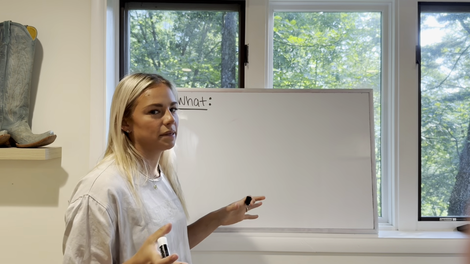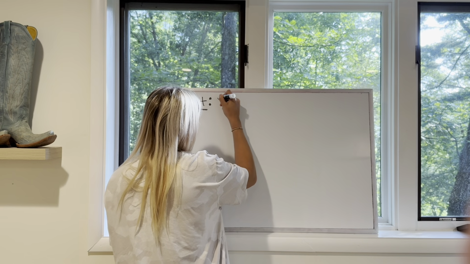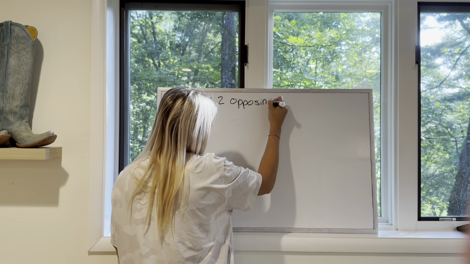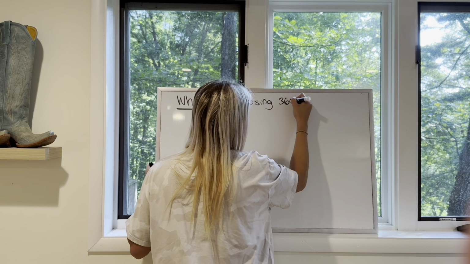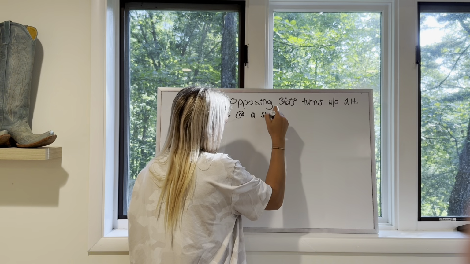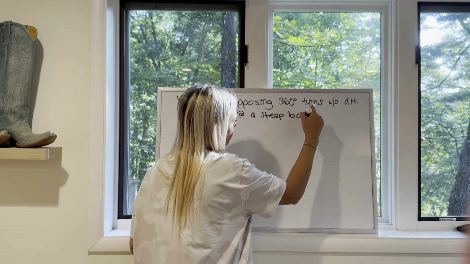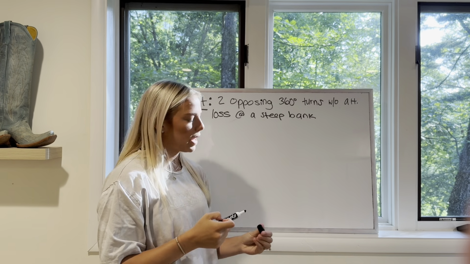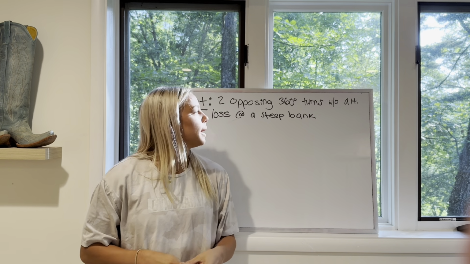So what is a steep turn? It's 2 opposing 360-degree turns at a steep bank. Okay, so 2 opposing 360-degree turns without altitude loss at a steep bank.